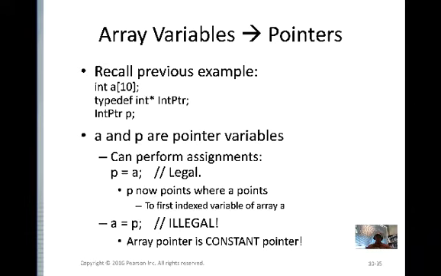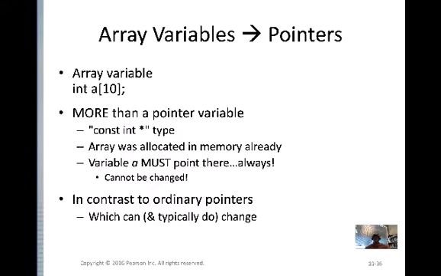The previous examples where we use the typedef, they're also identical. A and P are pointer variables, and they contain addresses. And notice that P is equal to A is legal. P now points to where A points to, but the next one, array pointer, is a constant pointer, and the next one is legal. And I don't know why you would do that anyway. More than a pointer, constant int asterisk is a type. You allocate the memory and it's fixed, and from that point on it cannot be changed.